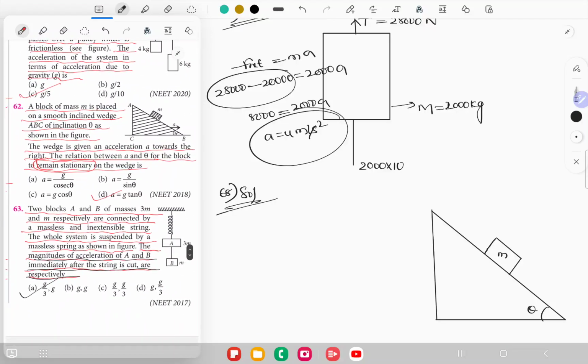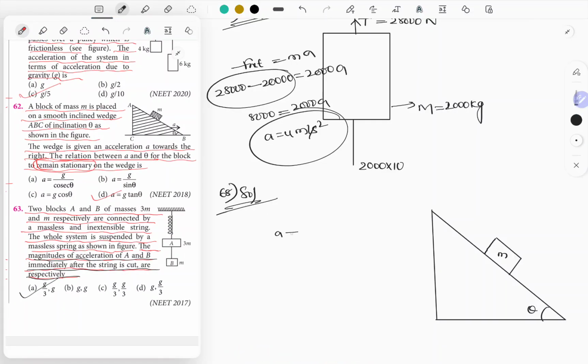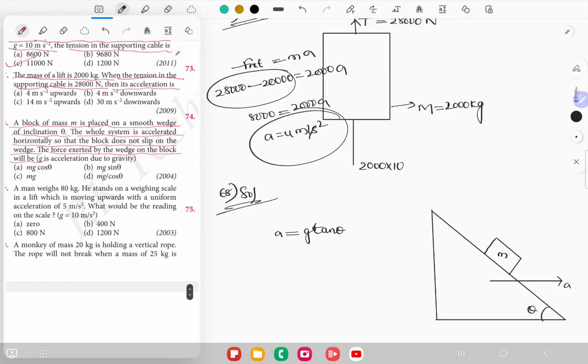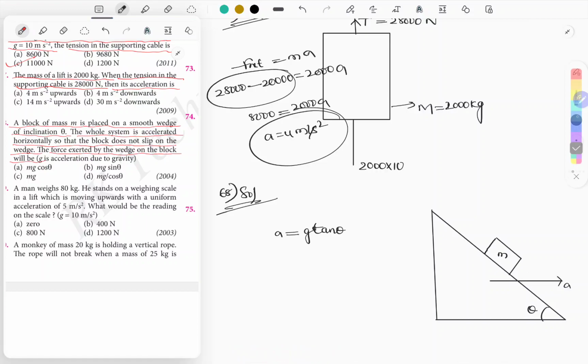Question number 62. What is the answer that we got for question number 62? The acceleration with which this system should be displaced so that the block will be at rest on the inclined surface is a equal to g tan theta. This is the answer, we can use it. You just check out those two questions. Both are the same. The only difference is they are asking for the force exerted by the wedge on the block.